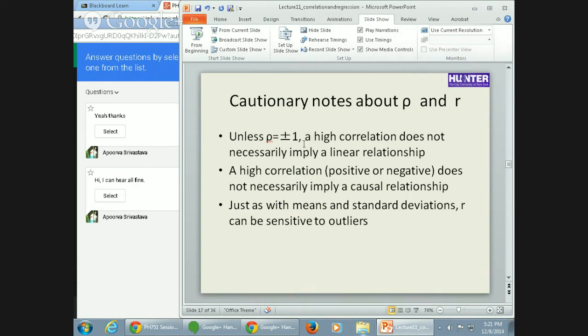So unless that correlation is exactly plus or minus 1, it does not necessarily imply a linear relationship. I showed an example before where you saw kind of a curved relationship where you could have a high correlation even though there's a nonlinear relationship between the two variables. If it's 1, then it's linear and nothing else. But even if it's 0.9 or something, you could have a clear curvilinear relationship. It does not imply causality. That you can only know from the design of the experiment or other sources of knowledge about causality. And it can be sensitive to outliers.